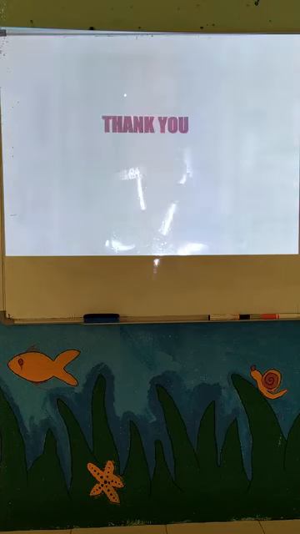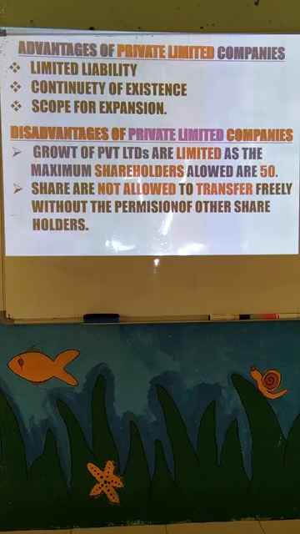Next, continuity of existence. Private limited companies also will continue even if the partner dies or retires. In such a case also the company will continue. It will not stop. Next one is scope for expansion. This company also has scope for expansion because they can sell shares, and more shareholders are there compared to sole trader and partnership. So they can gather more capital and expand.